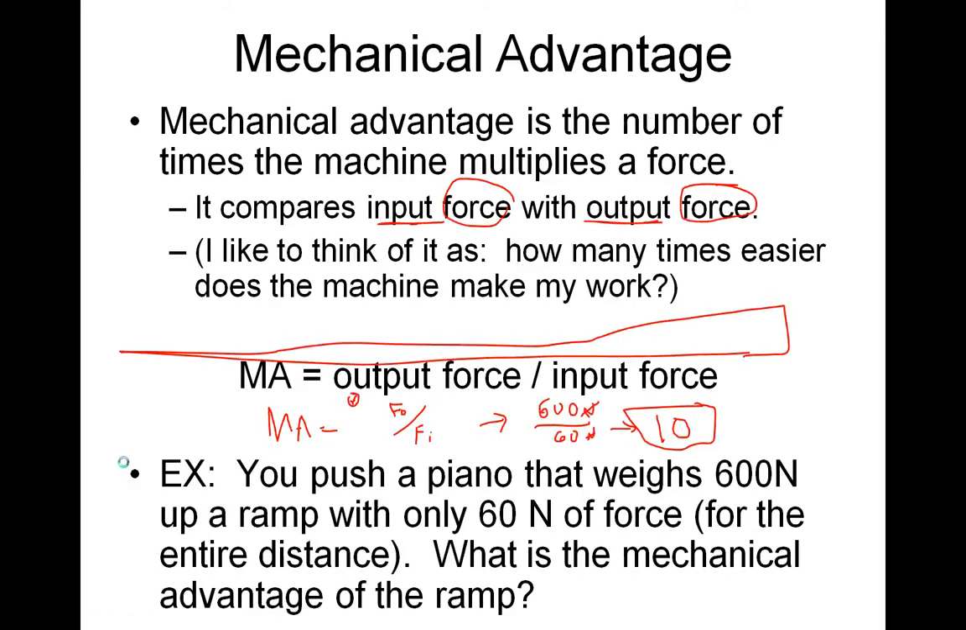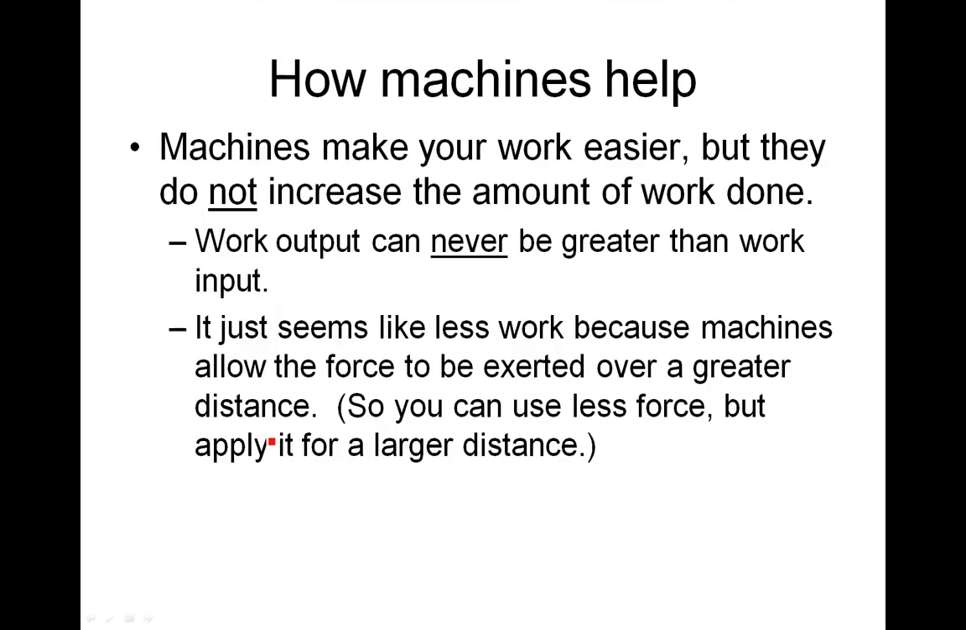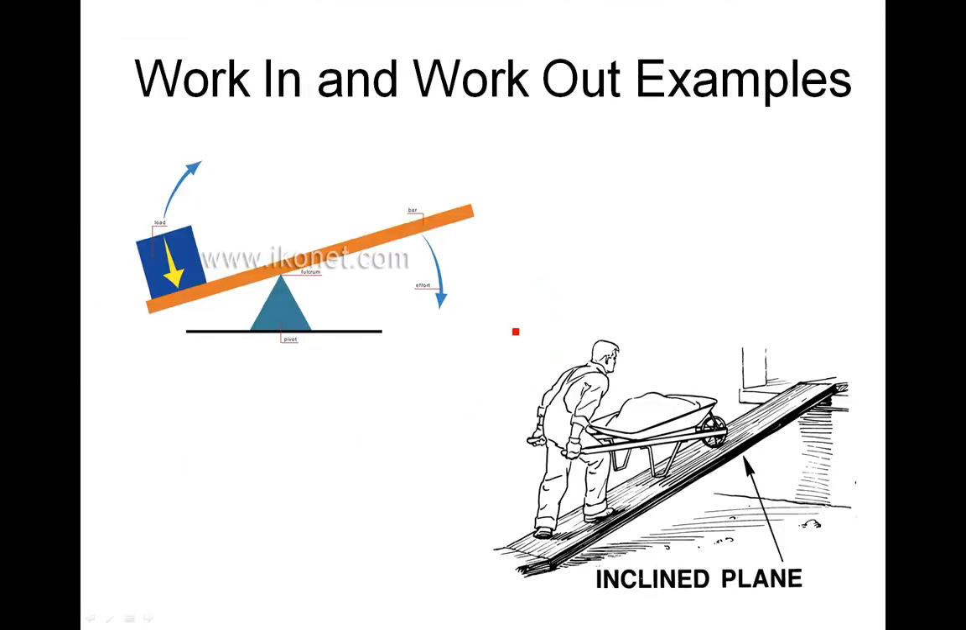If I go back, remember we had our example here, and we had our work out. If you remember, we multiplied 400 times 2, and that was 800 joules. Our work in, remember, was 840 joules. My force in, that 800, if you remember how we got that, was 400 times 2.